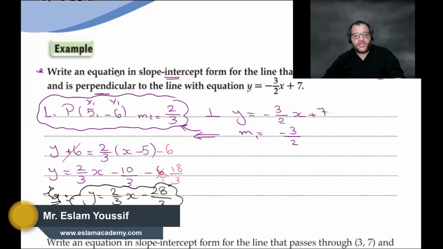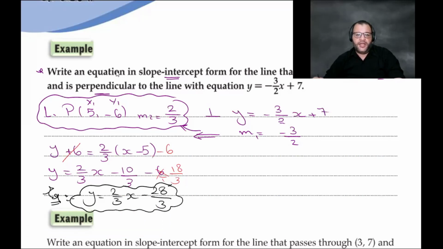Write the equation in slope-intercept form, in point-slope form, or whatever form you have. If the question says a line is perpendicular or parallel and asks you to write the equation, you need to find the first slope, which is given. Then, what is the relation between the two lines? If the two lines are parallel, M1 equals M2. If the two lines are perpendicular, M1 equals negative 1 over M2.